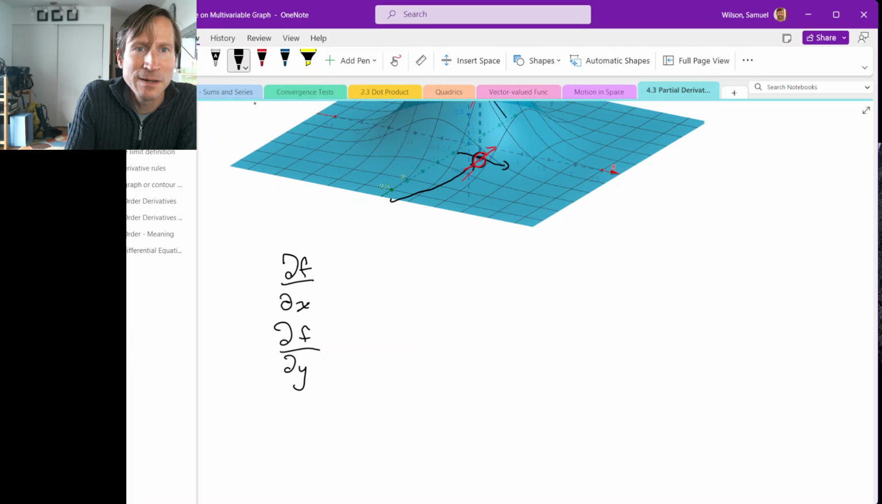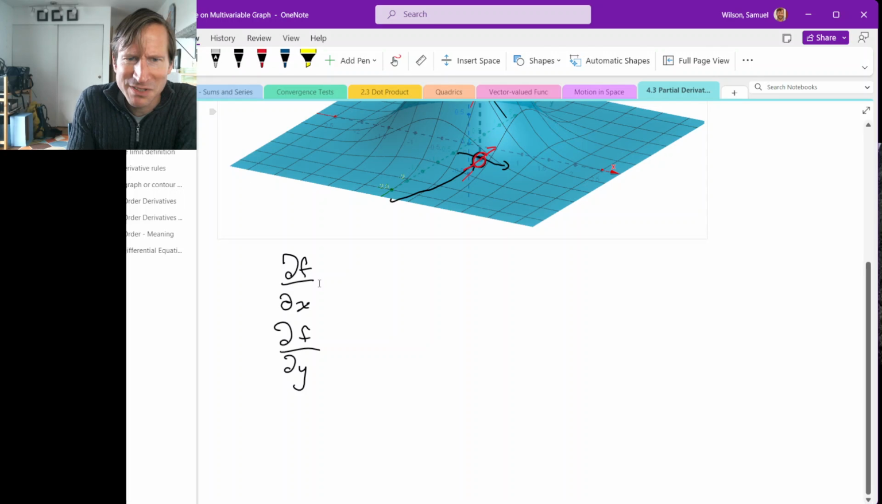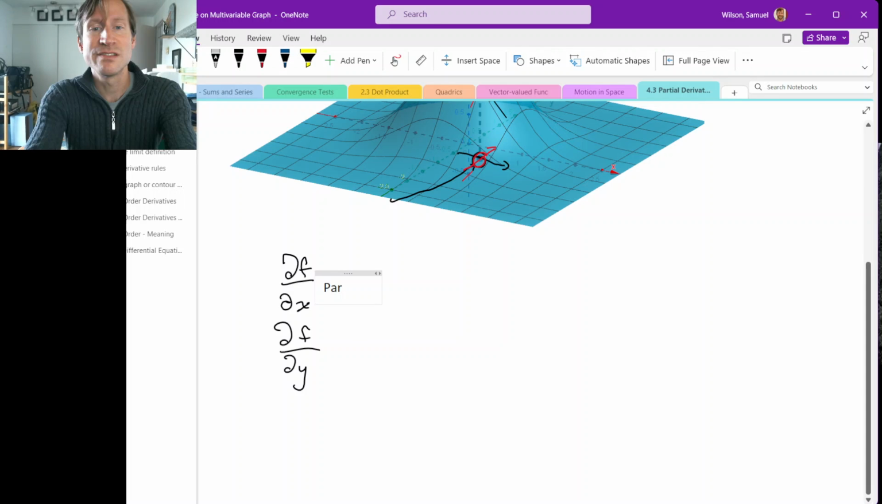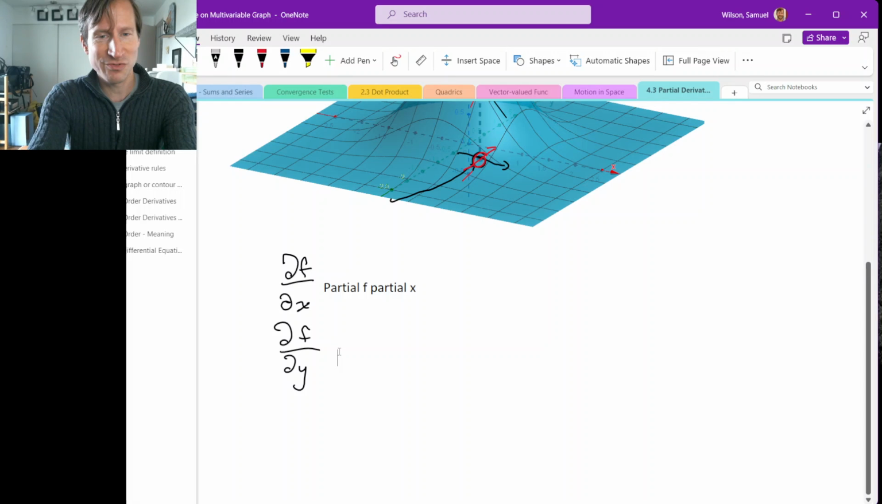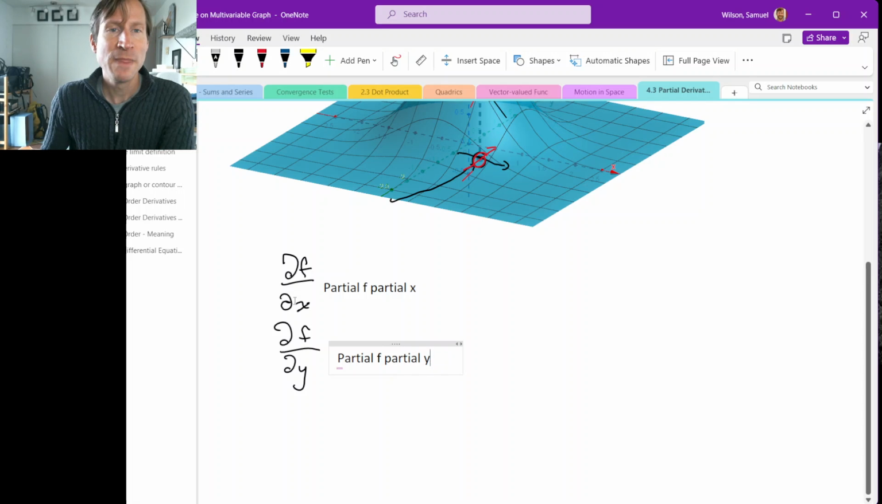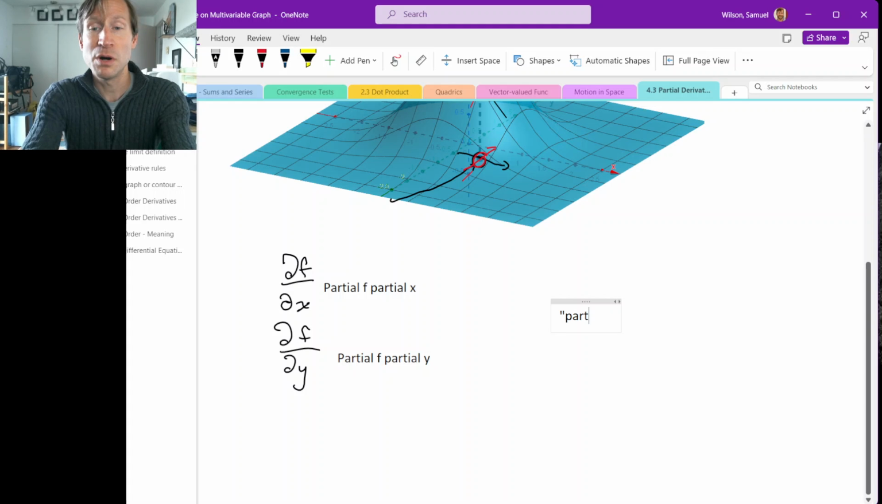Okay, and maybe I'll type since I can't write, evidently. So the way this is pronounced is partial f, partial x. So that weird curly d is pronounced partial, and the derivative in the y direction is going to be partial f, partial y. The reason that that is pronounced partial is because these derivatives are called partial derivatives.